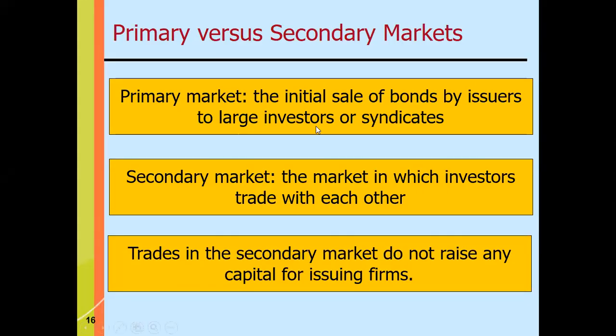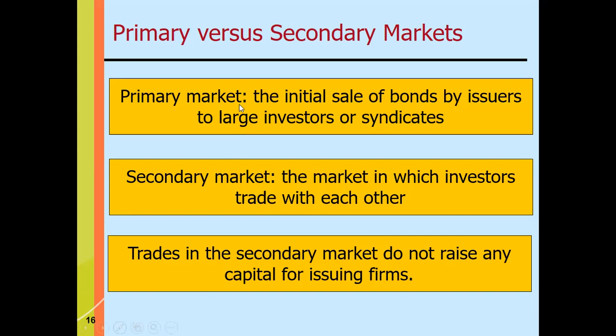For the last item for part one, we need to know the difference between primary and secondary markets. The primary market is the market in which we make the first sale of the bonds. If we were talking about stocks, we would say the IPO, initial public offering. For bonds, this is the initial, very first sale of the bonds by issuers, the companies who would like to have money for their financing. These are issued to large investors or syndicates.